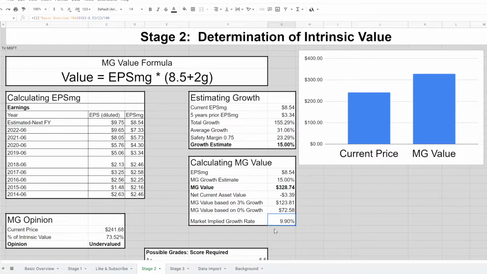So if you think the company will grow less than that in perpetuity, then it's overvalued. If you think it will grow more than that, then it's undervalued. That's another way of looking at that market implied growth rate.